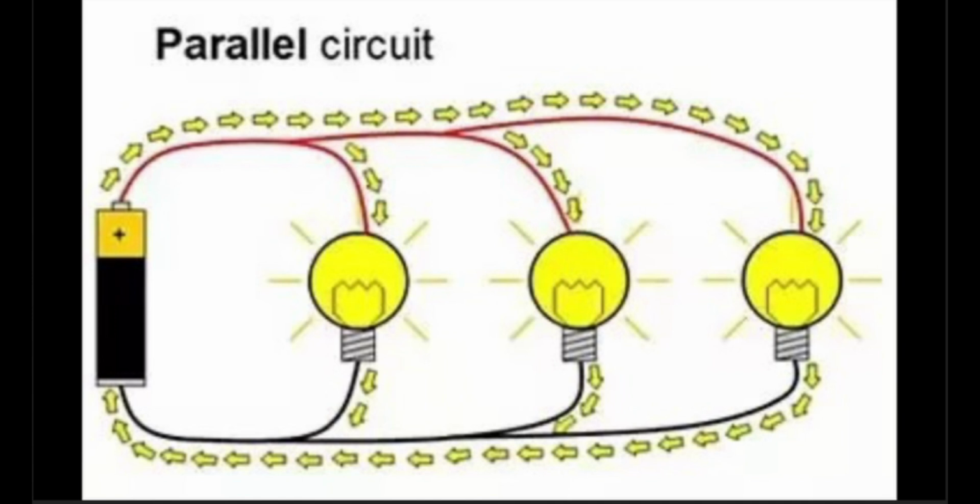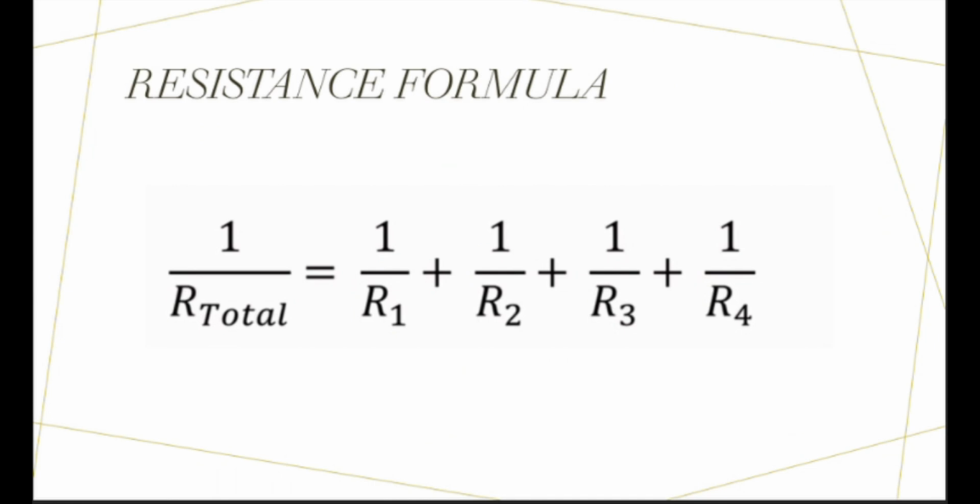Now, let's see how we find the resistance in a parallel circuit. To calculate this, you need to use the formula 1 over resistance 1 plus 1 over resistance 2 plus 1 over resistance 3 and so on, and those will be equal to 1 over the total resistance of the circuit.